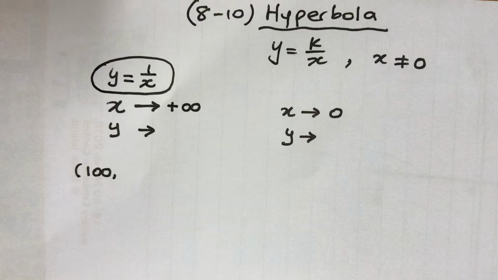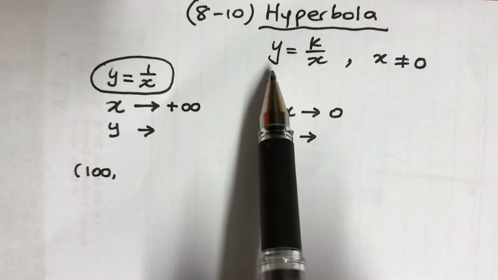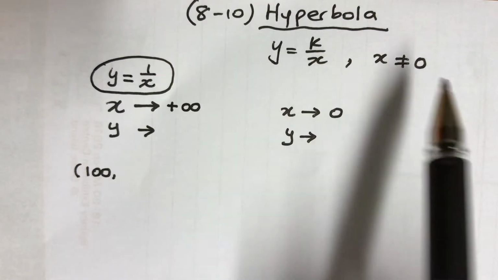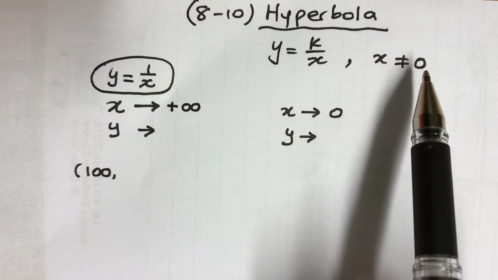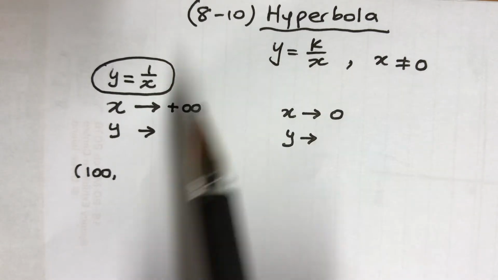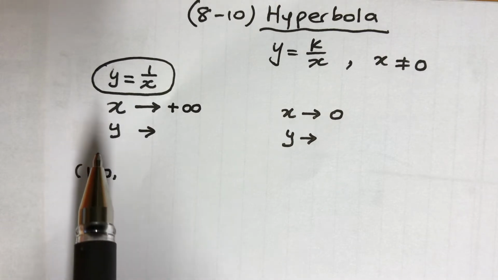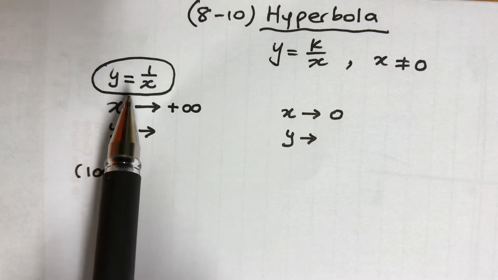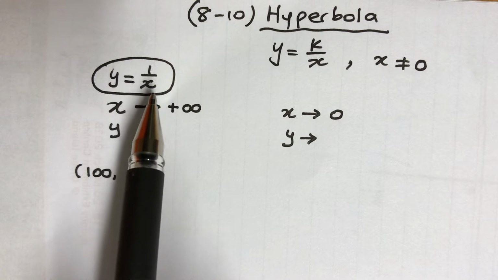Hello Year 10. Today's lesson is about hyperbola, and the standard equation for a hyperbola is y equals k over x. Of course, x cannot be 0. Why? Because we cannot divide by 0. Okay, that's simple. Now let's have a look at the classical hyperbola, which is y equals 1 over x.